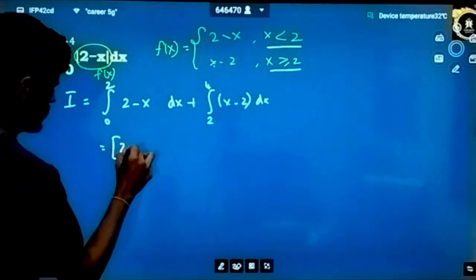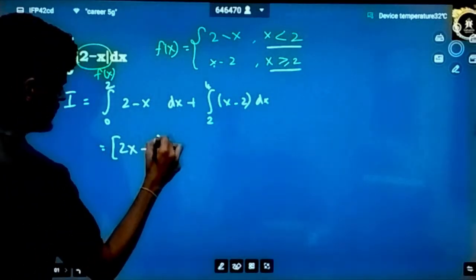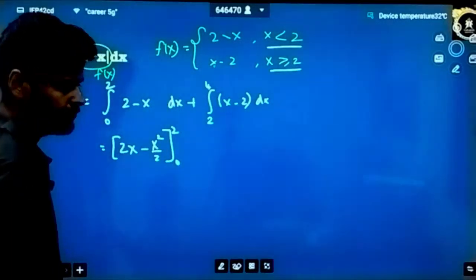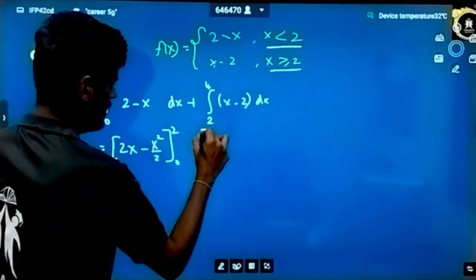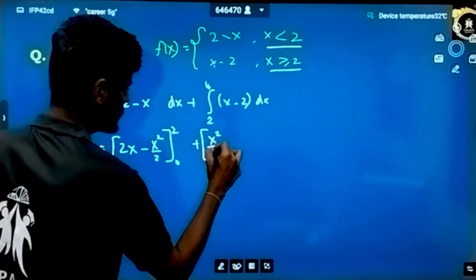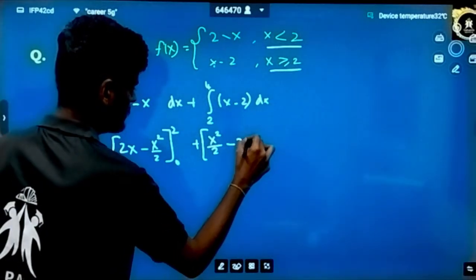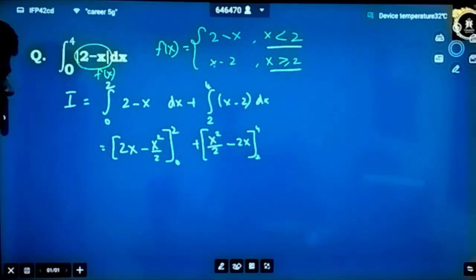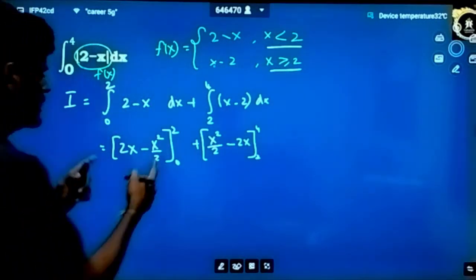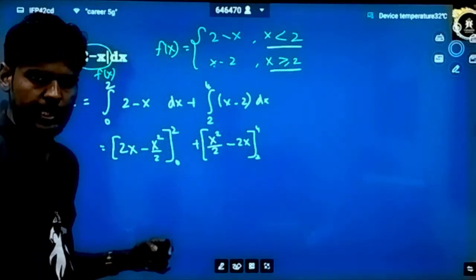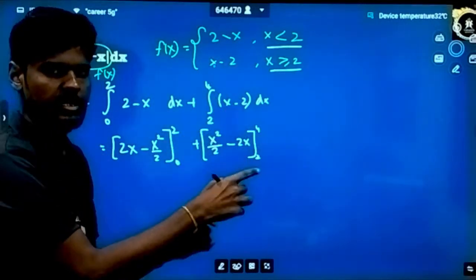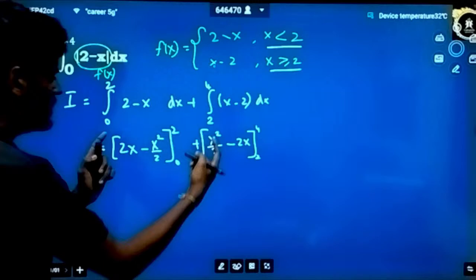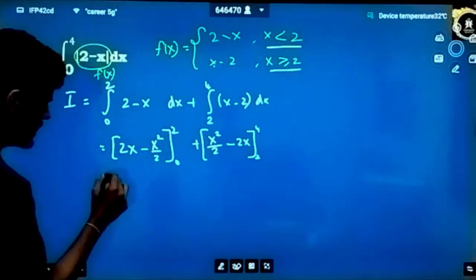Now we evaluate this integral. This is nothing but 2x minus x square by 2 between the limits 0 to 2, plus x square by 2 minus 2x between the limits 2 to 4. Now apply the limits. And don't forget, here the function looks the same, but only the limits are changing. So can we add these directly? Don't make such mistakes. Always these two should be evaluated separately.